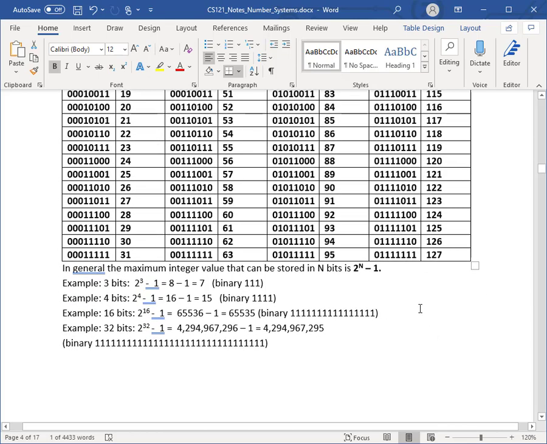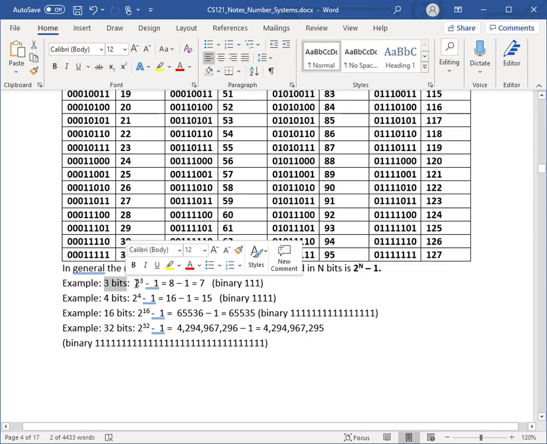Now, in general, if you have a computer that has n bits of capacity per word, then the biggest number that you can store there is 2 to the n minus 1. That's an important thing to remember here. That's the largest positive integer you can store in n bits. Let's look at some examples. Suppose we only had 3 bits in our tiny computer. Well, 2 cubed is 8, minus 1 is 7, and that's a binary 111.